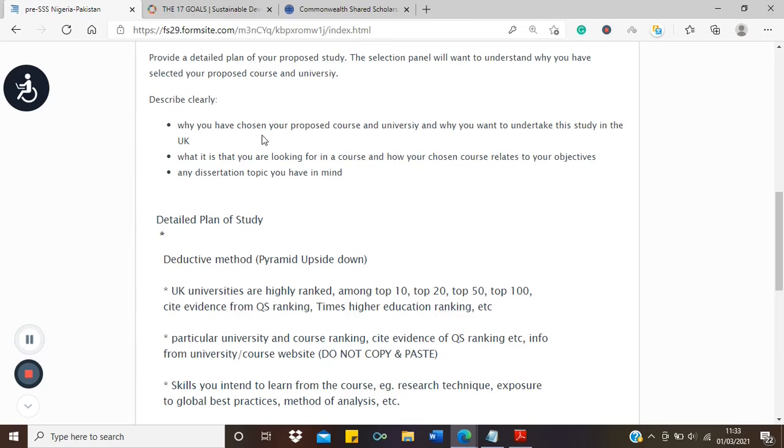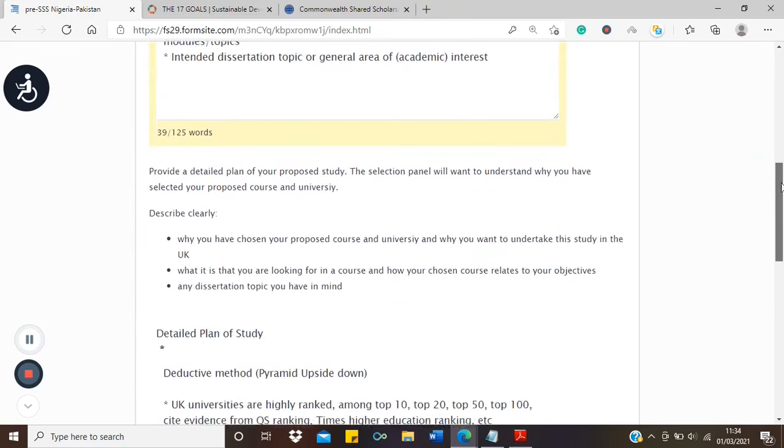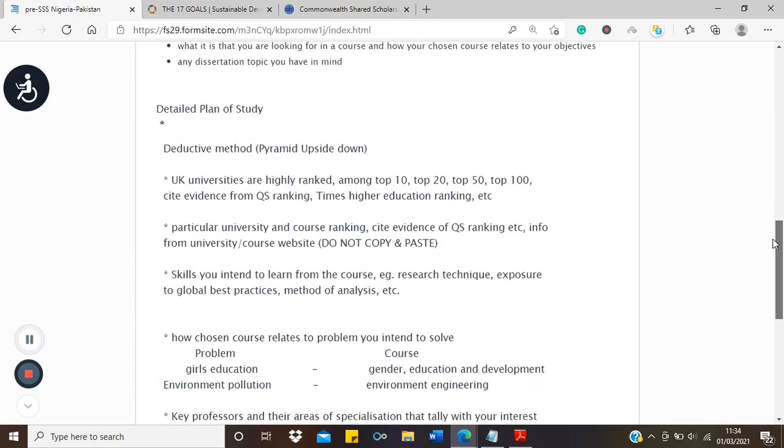So now they want you to discuss why you selected that particular university. So why you have chosen your proposed course and university, and why you want to undertake the study in the UK. Secondly, what is it that you are looking for in a course, and how your chosen course relates to your objective. Then any dissertation topic you have in mind. Remember, we talked about the dissertation topic quickly here. So this is another time to reiterate what you've said earlier.